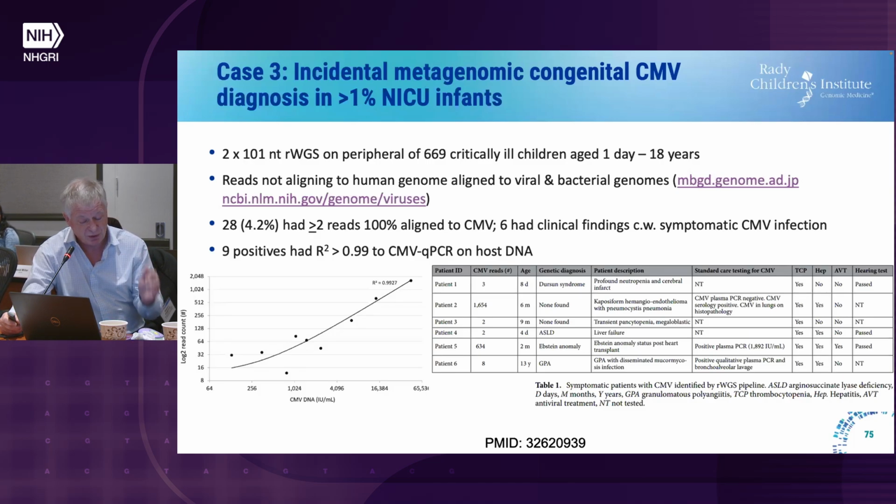And for a subset of those newborns, there was sufficient clinical information to show that they were symptomatic for cytomegalovirus infection. And for some, we were able to show that there was a very nice correlation coefficient between the results that we found and qPCR. So this is really an unexplored area. We don't know the limits of this.